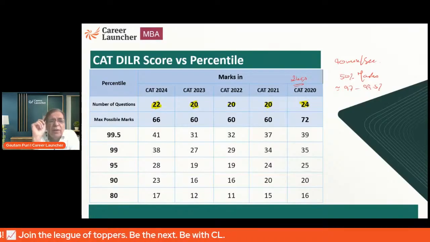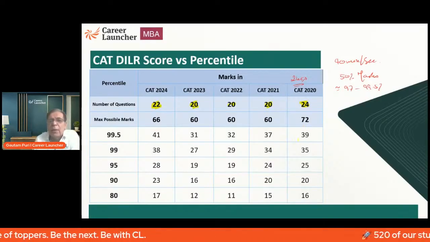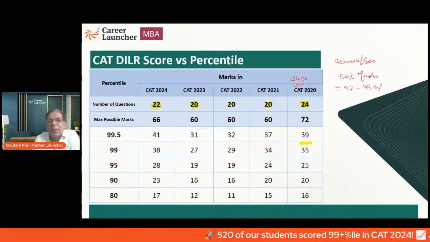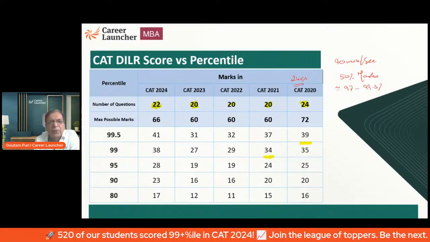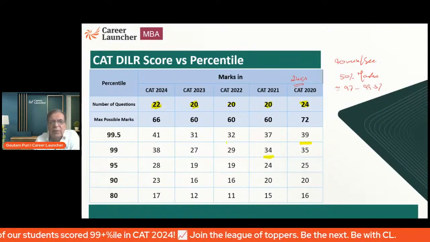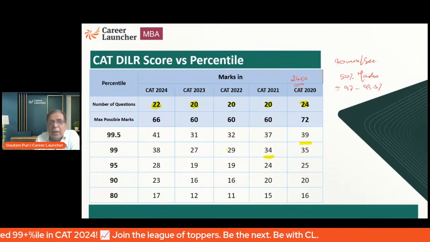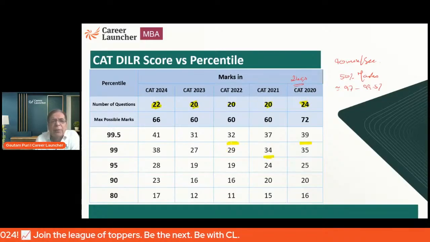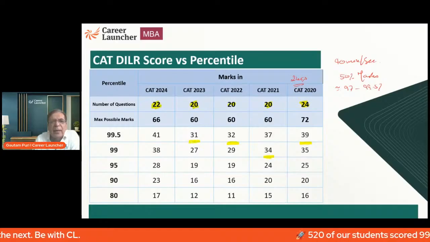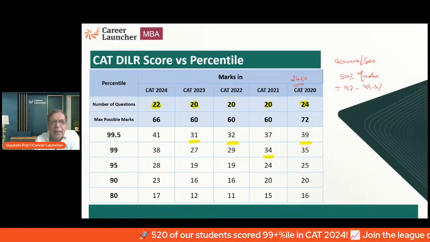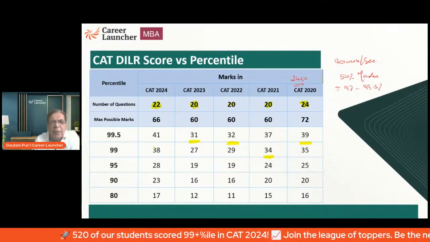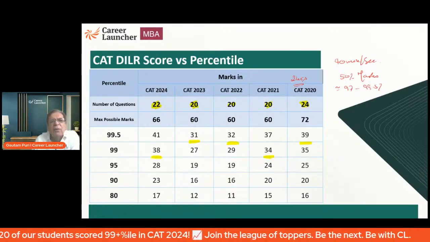So if you look at each of the years, CAT 2020 72 mark paper, 36 marks would have been above 99 percentile. CAT 21, 60 marks paper, 30 marks would have been somewhere around 97 percentile, 97.5 percentile. CAT 22, 30 marks again would have been marginally above 99 percentile. CAT 23, 30 marks would be again above 99 percentile, okay? Which is 50% marks. Okay? And if you look at CAT 22, 30 marks would have been somewhere around 97 percentile.